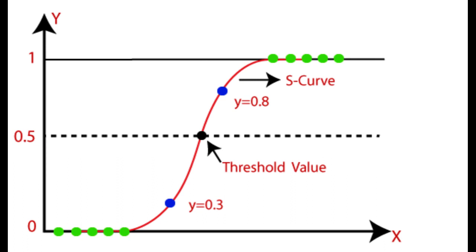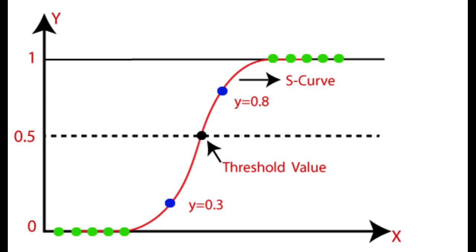But instead of giving the exact value as 0 and 1, it gives the probabilistic values which lie between 0 and 1. Logistic regression is much similar to the linear regression except for how they are used. Linear regression is used for solving regression problems, whereas logistic regression is used for solving classification problems.